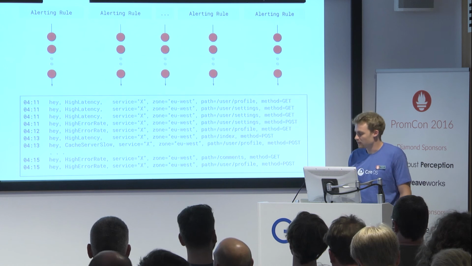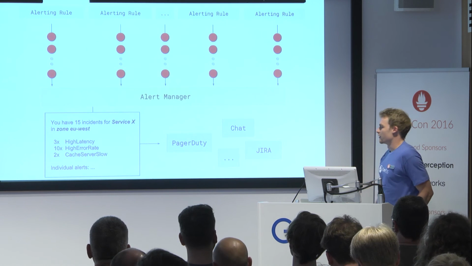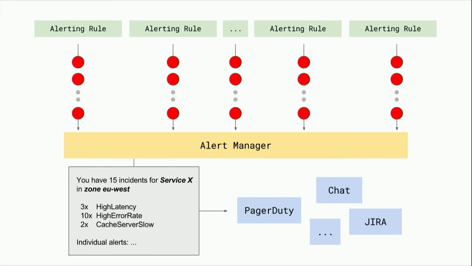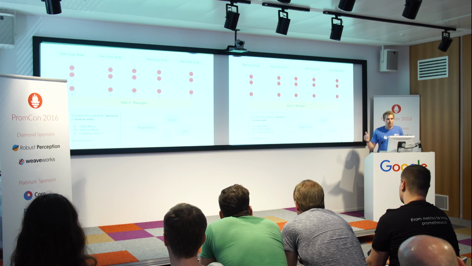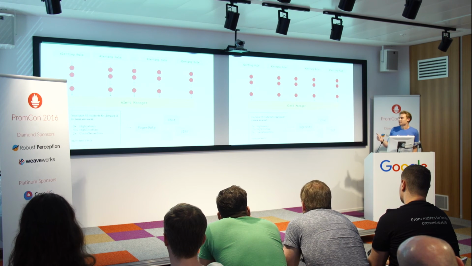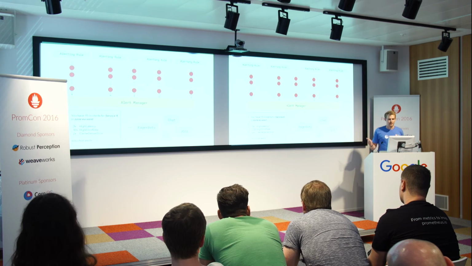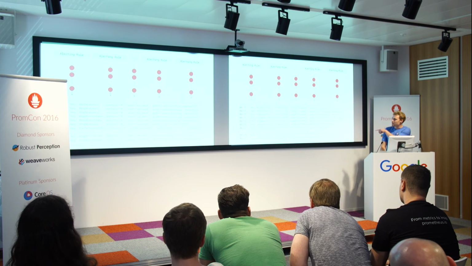So you can turn this into one notification telling you, okay, you have 15 instances for service X in this particular zone, and 3 of them are high latency, 10 are high error rate, and 2 are cache server slow. And then you can have all the individual information as well, but you get this really comprehensive thing telling you what's wrong. And this is then routed to your PagerDuty, your chat system, or it can even file a Jira ticket, right? Whatever you like. And in the end, this gives you one page. This essentially means you won't spend the first 10 minutes of an incident just acking everything that comes in here.